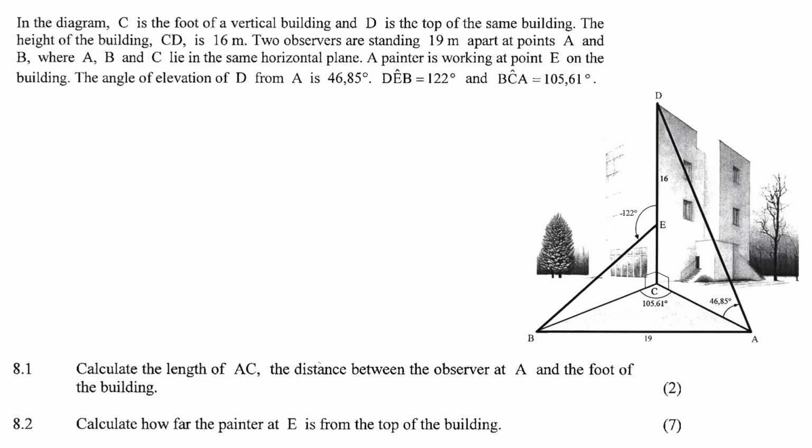Okay. D is the top of the same building. The height of the building is 16 meters. There we can see. Two observers are standing 19 meters apart.